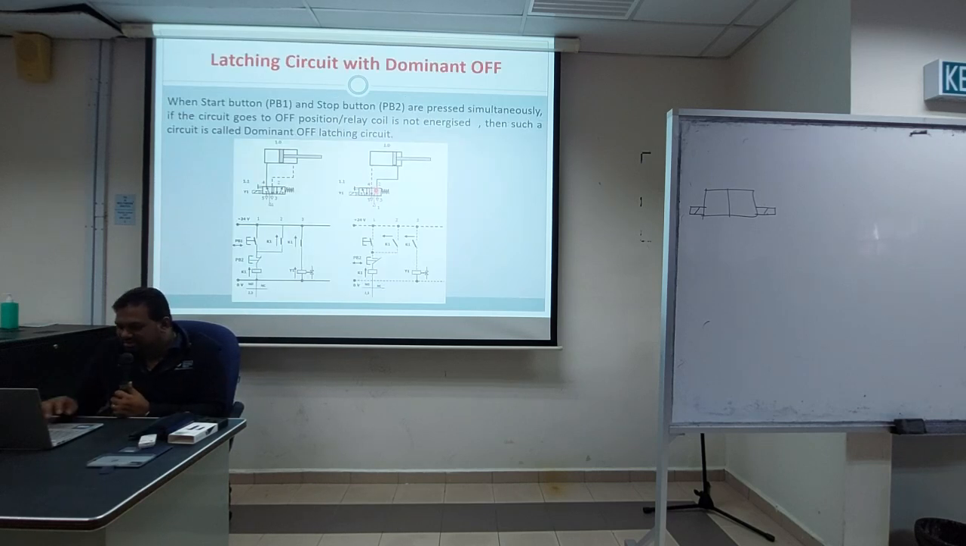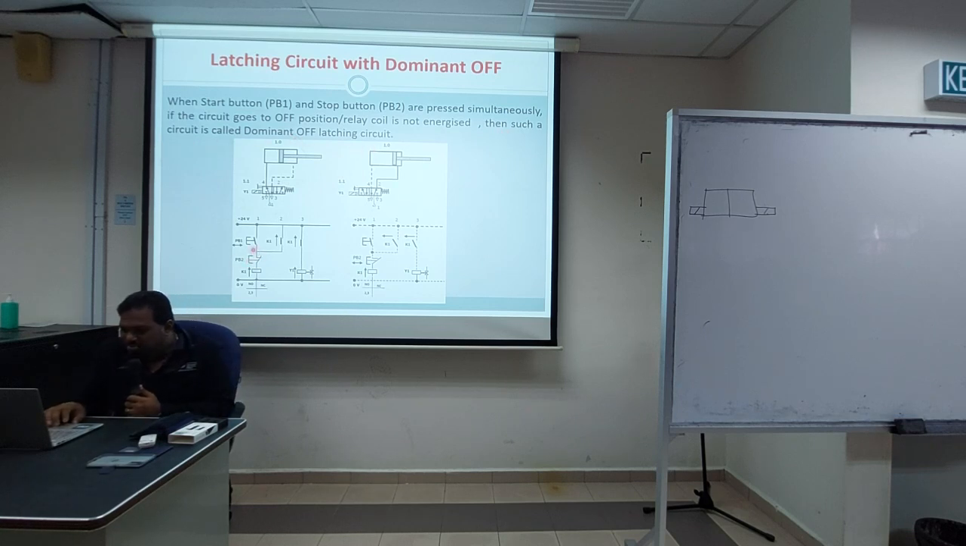Okay, so latching the circuit pun ada two types. So dominant off and also dominant on. So dominant off adalah when start push button, so push button 1 and stop button is connected, both are pressed simultaneously. So if the circuit goes off position atau relay coil is not energized, such circuit is called dominant off latching switch.